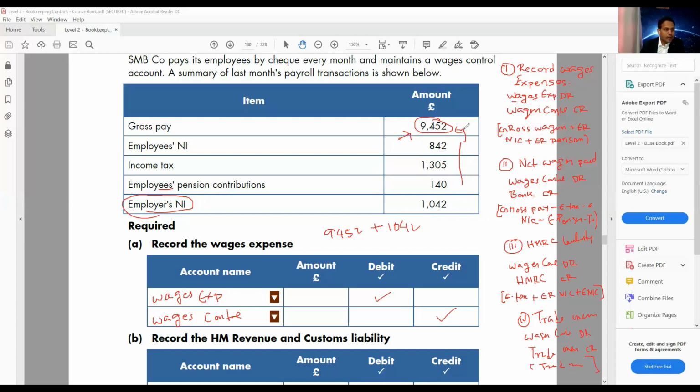So our amount will be 9452 plus 1042, that is 10494. Very well done, Maha. Very well done, Suttasen. So we said 10494. That's it. So the first one is done.